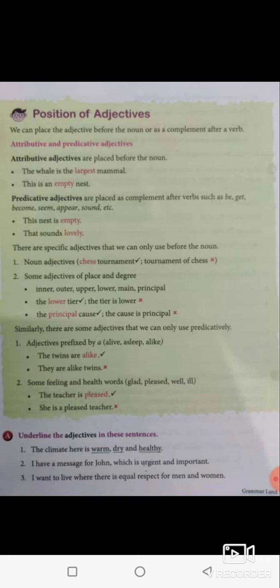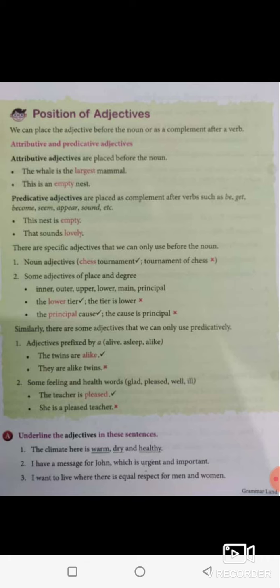Inner, outer, upper, lower, main, principal. These are adjectives of place and degree. The lower tier. The tier is lower. No, we should not use the lower tier. The principal cause. We cannot use the cause is principal. No, the principal cause. So they are adjectives of place and degree.